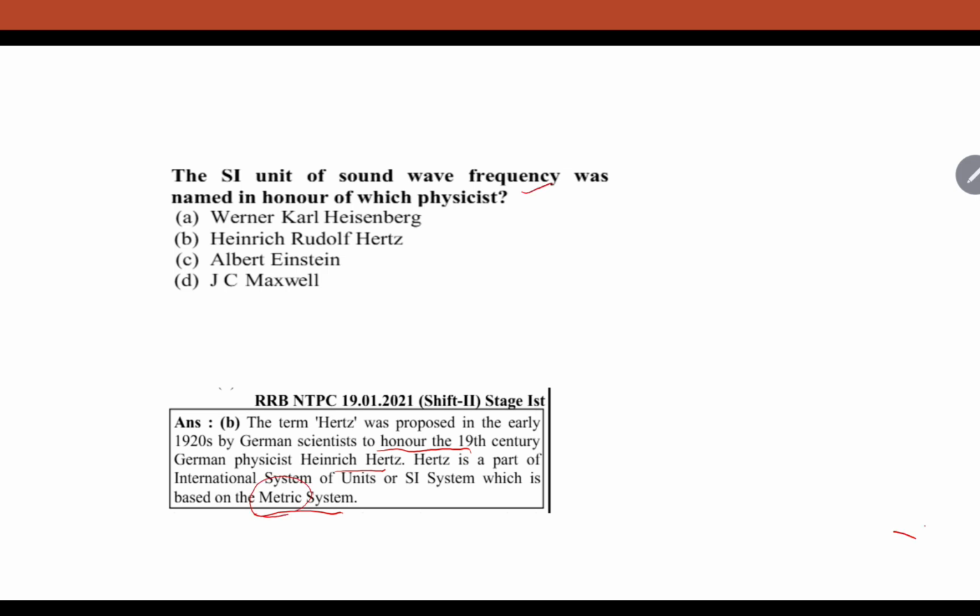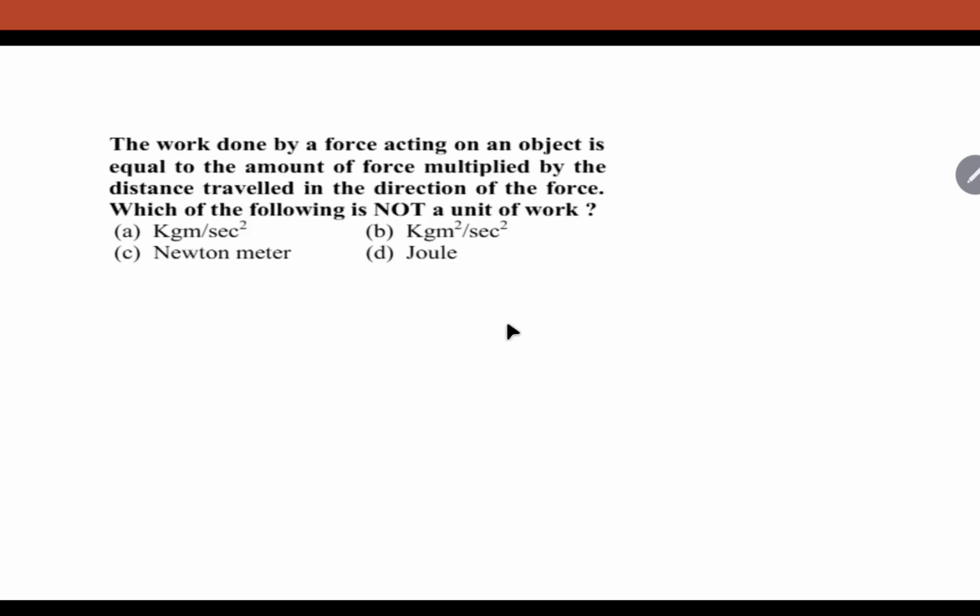And the next question is: the work done by a force acting on an object is equal to the amount of force multiplied by distance traveled in the direction of the force. Which of the following is not a unit of work? What he is asking is that three options belong to the unit of work and one does not. He also mentions the formula for work in the question itself. So the formula for work is force into displacement.